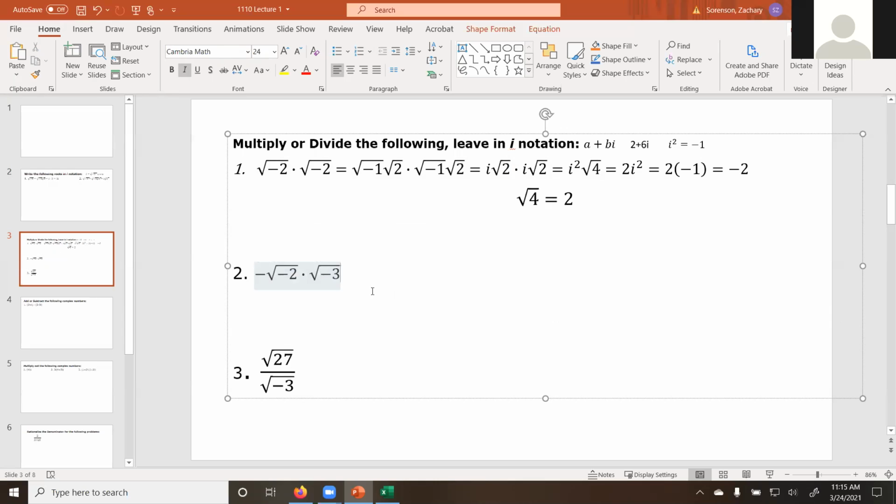I'd write out -1, and then the square root of -1 times the square root of 2 times the square root of -1 times the square root of 3. So you'd put a -1 in front? Yes. Okay, that's fine. I wouldn't do that, but if it helps you keep track, that's perfectly fine.